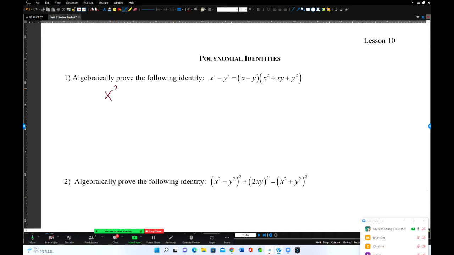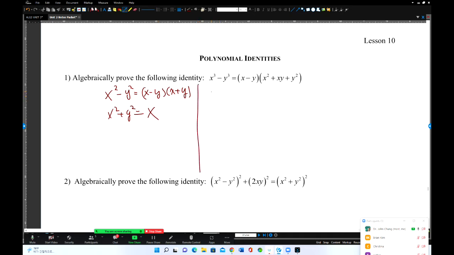You know that x squared minus y squared is a difference of squares and can be factored. Its conjugate form is x plus y times x minus y. But x squared plus y squared cannot be factored. But the sum of cubes is okay. This one can be factored.